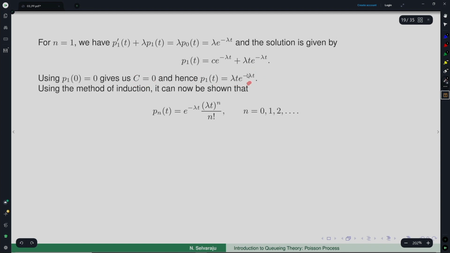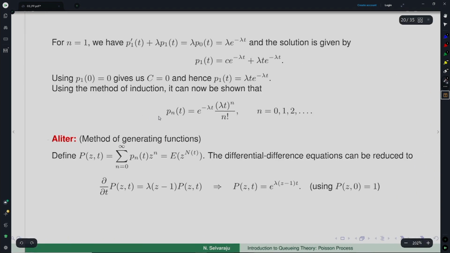Now one can use the method of induction, because you have shown that the base cases 0 and 1 satisfy this. So, you can assume it for n minus 1 and then show that it is true for the nth one. By the method of induction it can be shown that this is equal to this. So, basically the state probabilities follow a Poisson distribution.